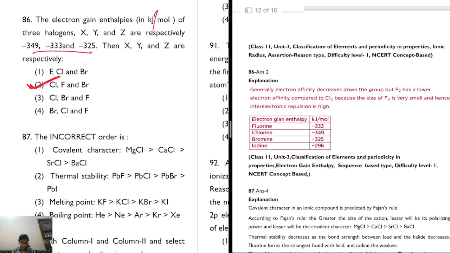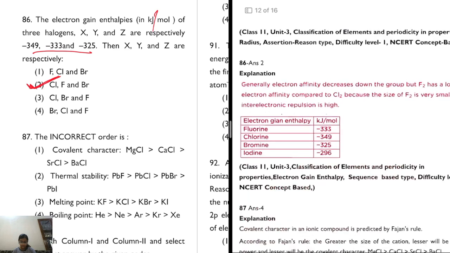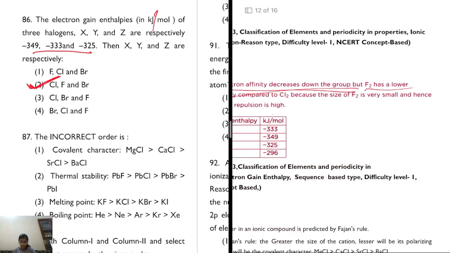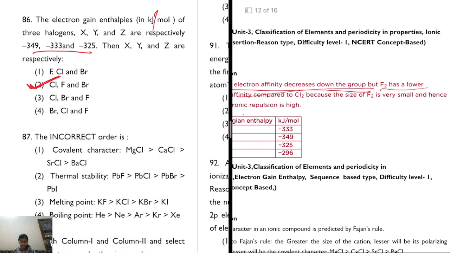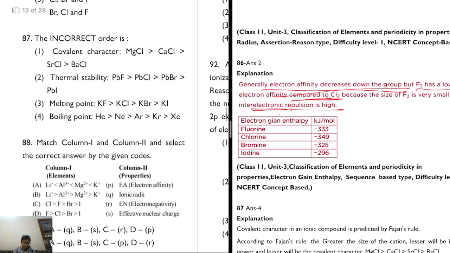Generally the electron affinity will decrease down the group. Fluorine has less electron affinity compared to chlorine. I told you earlier why: because the size of fluorine is small, electronic repulsions would be there, so its energy would decrease. So this would be the correct answer. For the maximum we see chlorine, because it decreases down the group, so it is less for bromine. Let's see the next question.